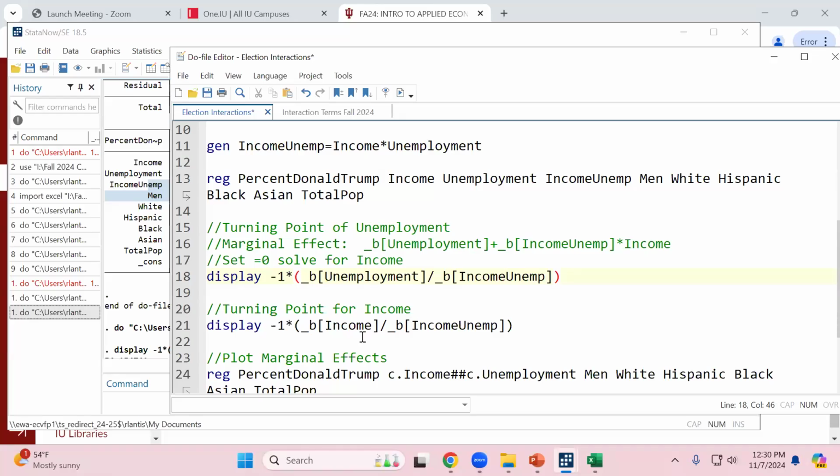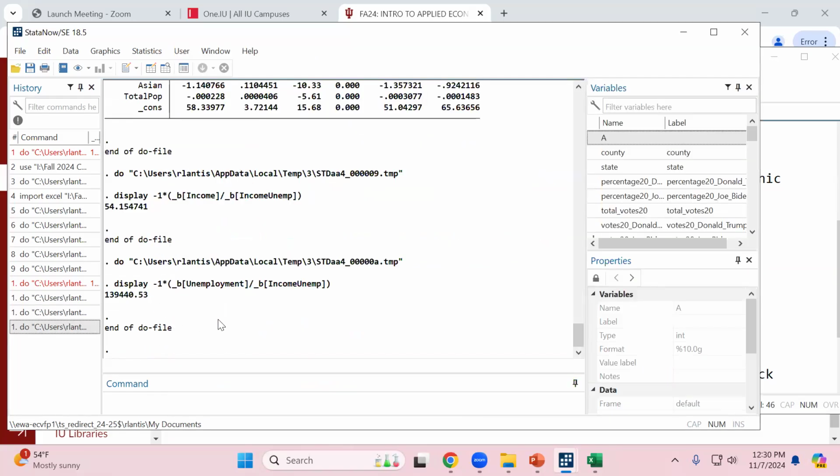So I can do the same thing, right? I'm going to solve for that turning point. What income would be the turning point for the marginal effect of unemployment? Well, here's a good example, similar to the unemployment one. It becomes positive once I get to an average county income of 139,000. Maybe Orange County is going to have a positive marginal effect, but for almost every reasonable county in our data set, they're going to have an average income below 139,000. We won't really probably ever reach that turning point, right?